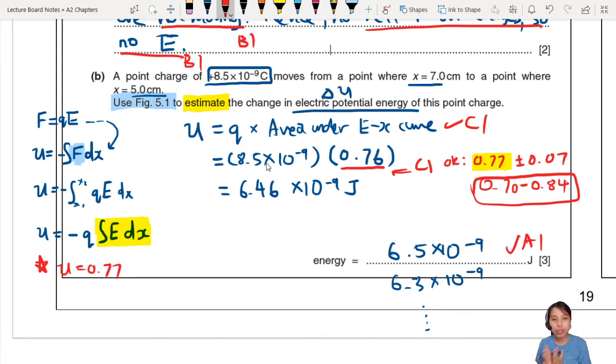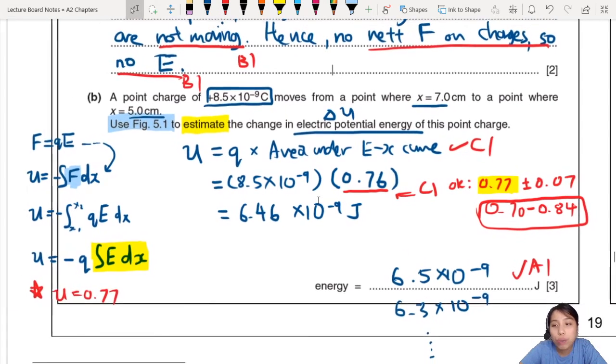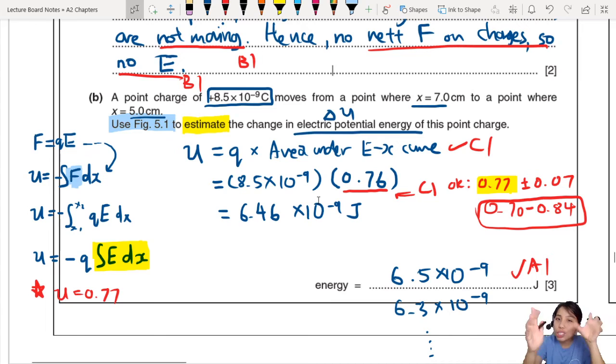You need to calculate Q and you can do that. So I wouldn't recommend you do the integration here. Only 3 marks, no need to do. But if you're very free, you have extra time, you want to check your answer, sure, go ahead, integrate.